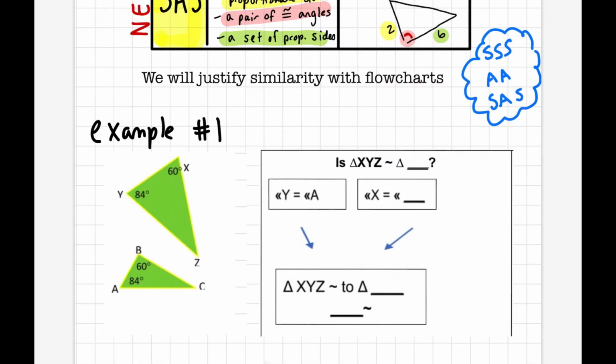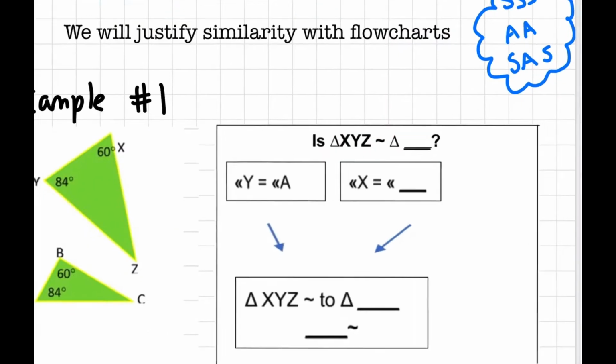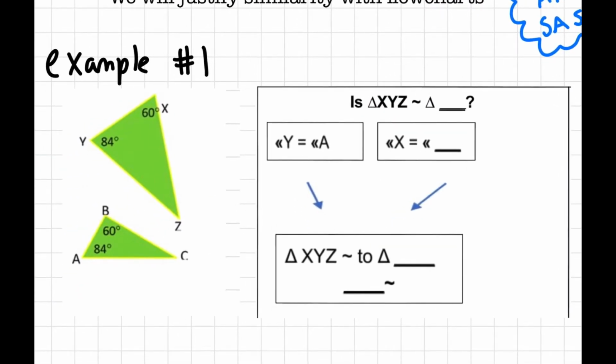All right, let's get started on this example. So in this example, we've got these two triangles, and we want to figure out, is triangle XYZ similar to triangle whatever the other triangle is, but let's figure out how to name it. So how can we name this triangle? We have to name it similar to how we named the other one. Which is in the same position as the X, which is corresponding? That's going to be B.